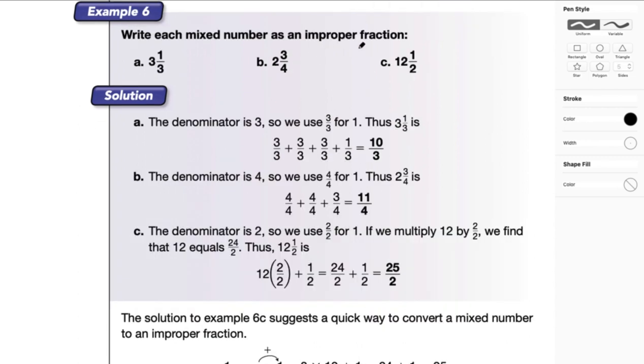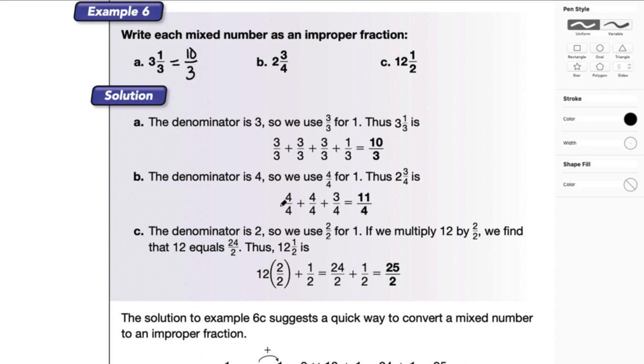To write each of these mixed numbers as an improper fraction, we could do it in the way that the text shows us. It says, hey, you've got 3 as a whole, then write 3 as a whole number, 3 over 3, and 3 over 3, and 3 over 3, then 1/3, then add them all up. That's totally fine. You might also realize that, honestly, you're just multiplying 3 times 3, and you get 9/3. So multiply the whole number times the denominator, then add the numerator. So 3 times 3 is 9, plus 1 more is 10. And then you're going to keep the denominator the same.